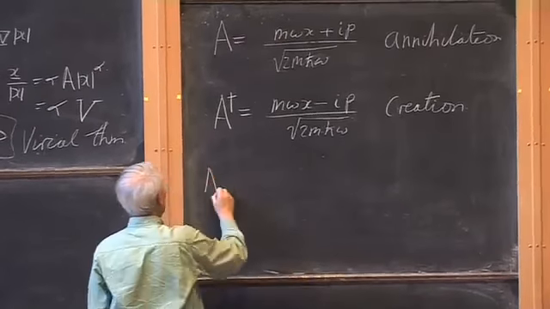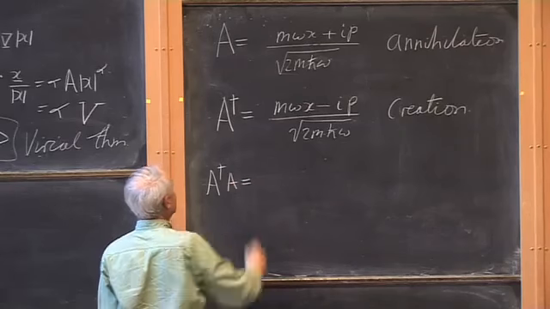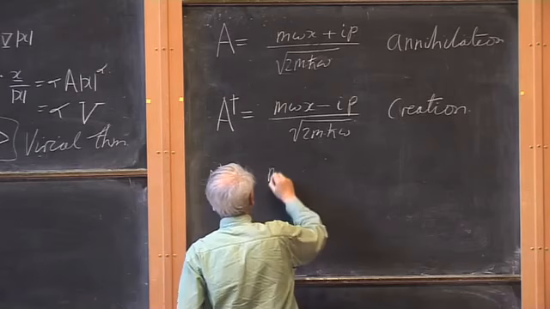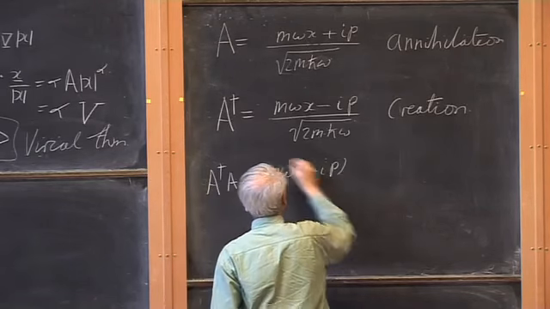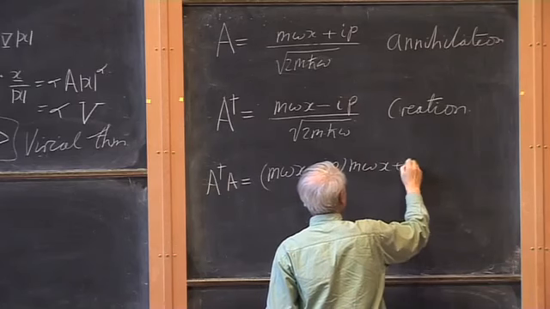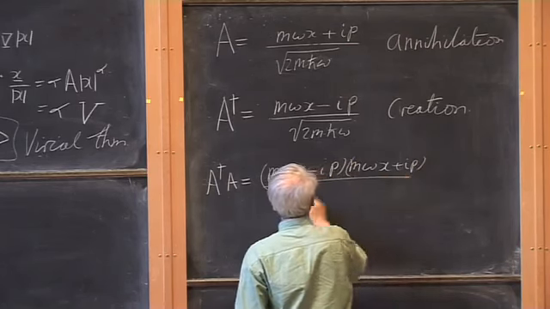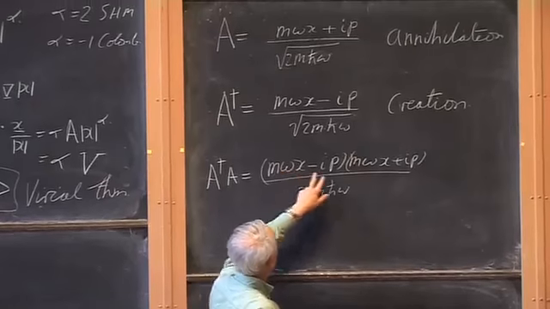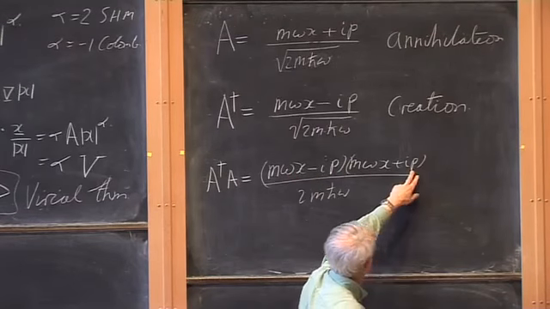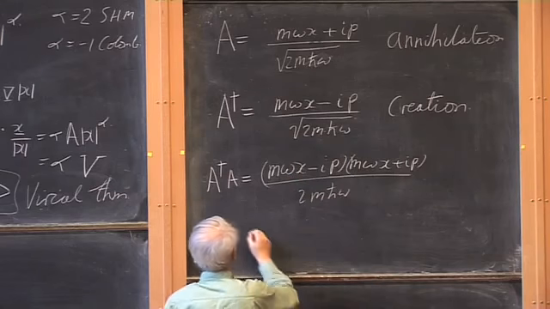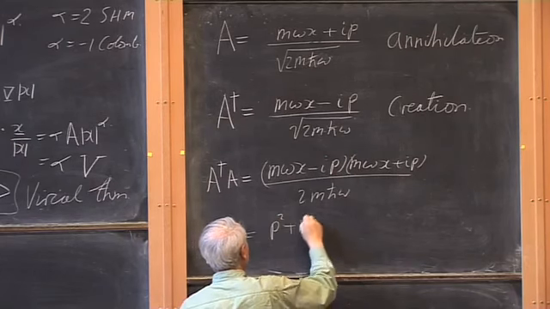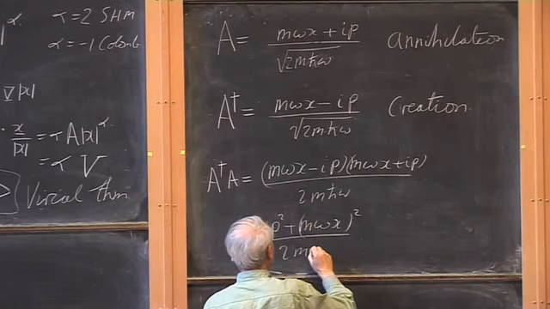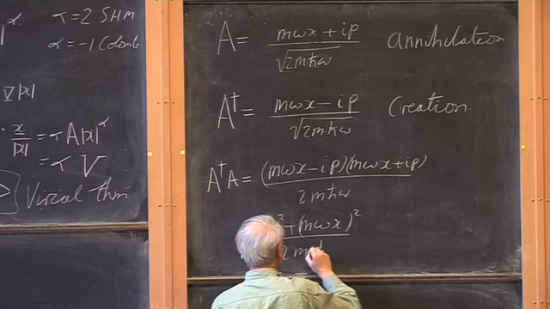So what we next do is work out what a dagger a is, because the idea was that this product would be more or less the Hamiltonian. So what exactly is it? Let's get this right: m omega x minus ip, m omega x plus ip, over 2m h bar omega. Now when we write this out, we have the obvious terms. We have p squared, and we have m omega x squared. So let's write those down. That's p squared plus m omega x squared all over 2m h bar omega.